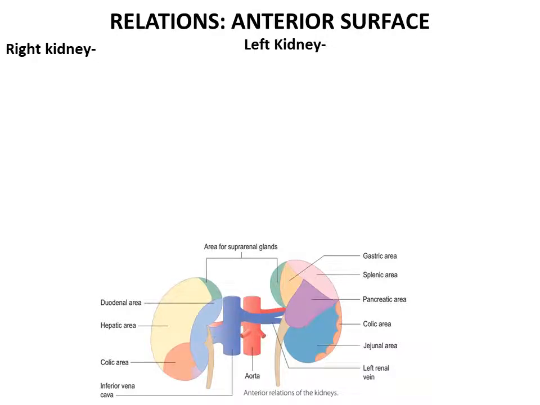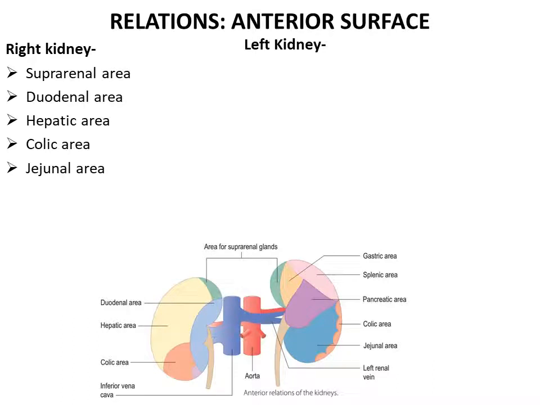The relations of the anterior surface. The anterior relations vary on the right and the left side. The right kidney is related to 5 structures. The suprarenal area, it is related to the upper pole and upper part of the medial border of the right kidney. The duodenal area, along the medial border related to the second part of duodenum.